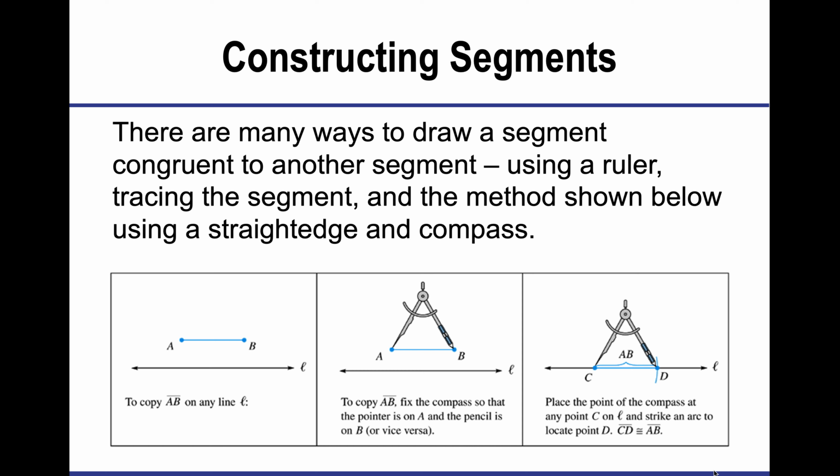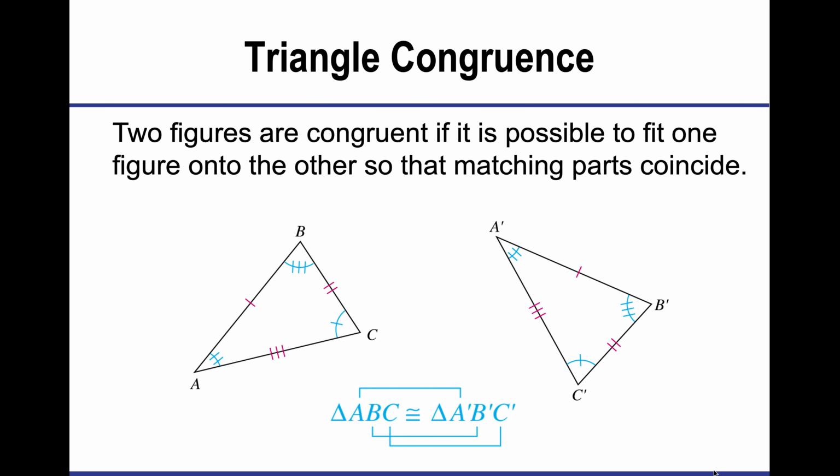Here, if I'm constructing segments, there are many ways to draw a segment that's congruent to another one, but remember, we're not using some of those tools. If I use a ruler, that's probably what most students are going to say. They're going to use a ruler, trace the segment, and use the method below. But what we want them to use is a straight edge and a compass. So if I measure the width of that line segment with my compass, I can then find a congruent line segment on my line by just moving my compass down to my line.